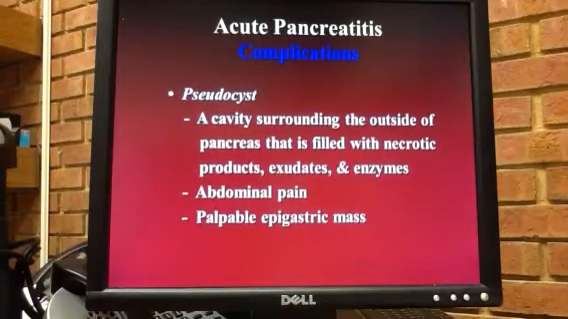Okay, this is the third video, and we are at complications of pancreatitis. The first one is a pseudocyst. A pseudocyst is a cavity that surrounds the outside of the pancreas, and it's filled with necrotic stuff, with exudates and with enzymes. It presents as abdominal pain, and you may actually be able to palpate an epigastric mass.